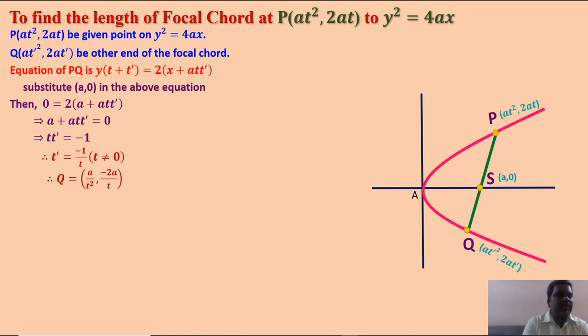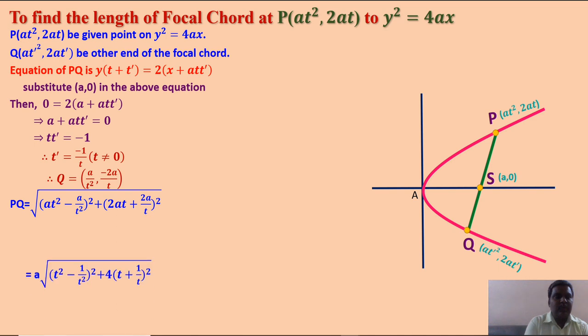90% of your job is over. We have P in terms of t. Q is also obtained in terms of t. Can you find the distance from P to Q or not? Right? PQ is equal to root of (at² - a/t²)² + (2at + 2a/t)². This is from root of (x1 - x2)² + (y1 - y2)². Right? On simplifying, we get in this manner.